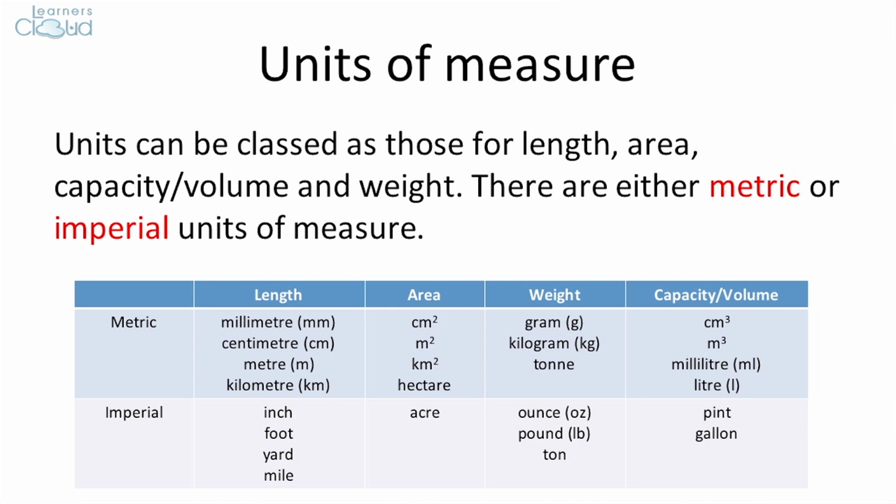Now imperial measures are more old-fashioned traditional units of measure, and for length they would include inch, foot, yard or mile. For area, it would be an acre. For weight, ounces, pounds or tonnes again, but notice the difference in the spelling. And for capacity and volume, pints or gallons.